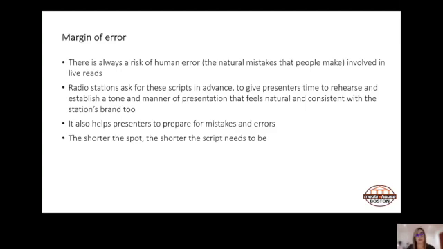Okay, so the shorter the spot, the shorter the script needs to be. For a 20-second spot, you would cut the lead-in sentence and only include the main information about the event itself. Typically, as it gets closer to the day of the event, live reads become shorter and are mainly designed to remind people rather than to inform them about the event. The shorter spot would be about 10 seconds, and it won't have as much info, okay?